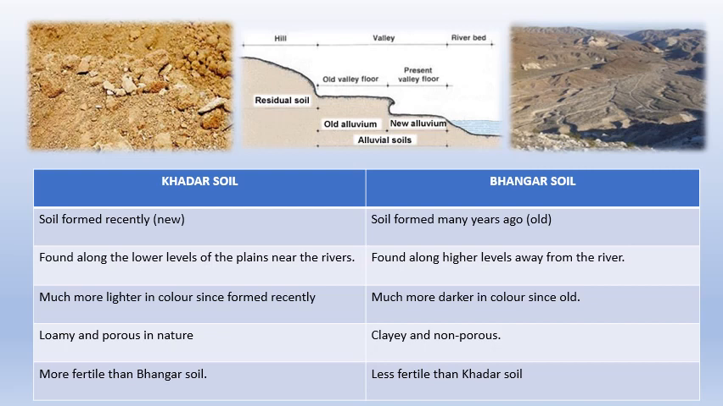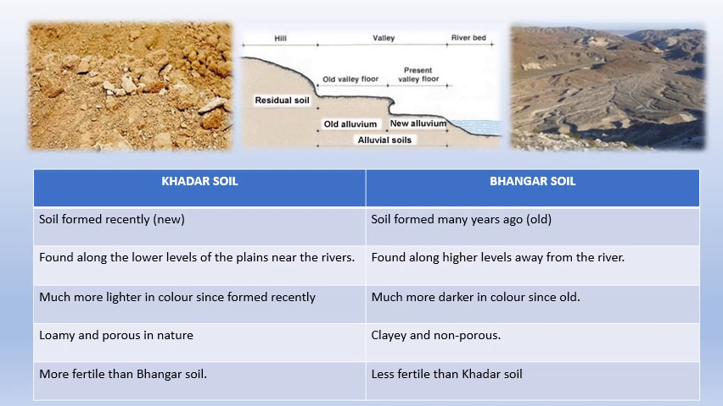Above old alluvium you can see old valley floor, which means the river was flowing there many years ago. Above new alluvium you can see present valley floor, which means the river is now flowing in that region. So according to age, according to many years, the flow of the river would change, and accordingly new alluvium would become old alluvium, and another set of alluvium would be formed. So the newly formed alluvium or alluvial soil is called khadar, which you can see is light brown in color and is dry. The old alluvium which is formed is called bhangar, which is dark in color.